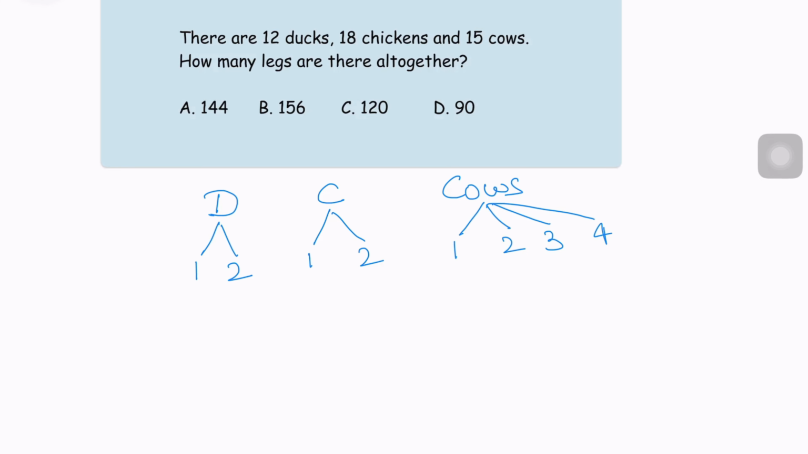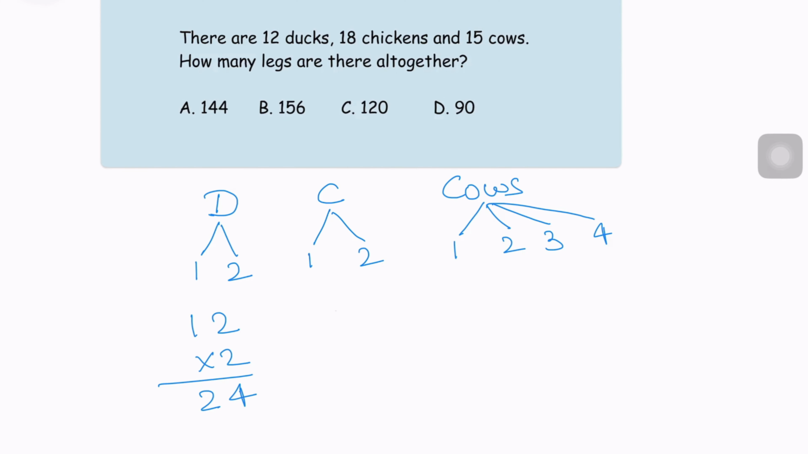Okay, so there are 12 ducks. Ducks have 2 legs. So we will do 12 times 2, right? One duck has 2 legs and there are 12 ducks. So we will multiply: 2 twos are 4 and 2 ones are 2. So total ducks have 24 legs.